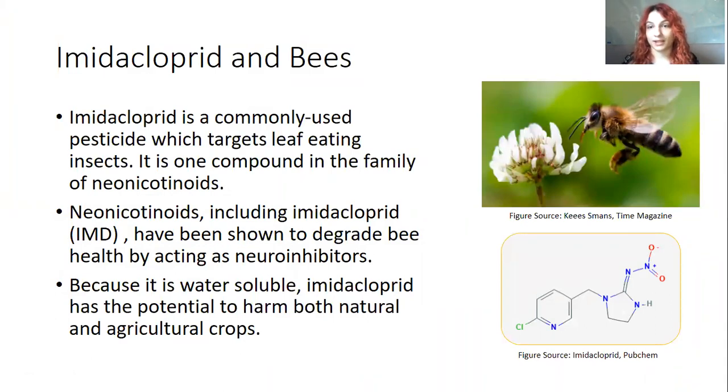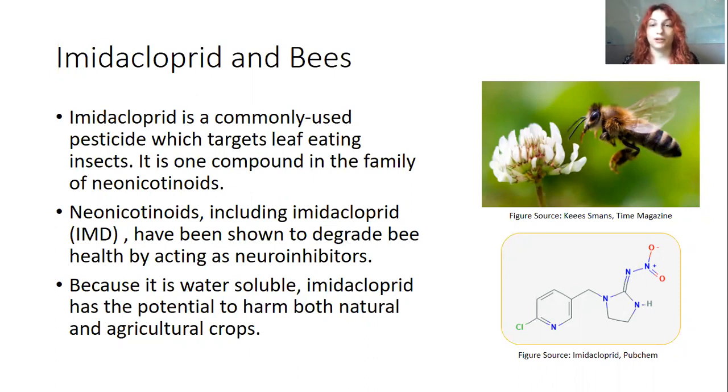It's a commonly used pesticide that targets leaf-eating insects, and it is a compound in the neonicotinoid family, which is a family of pesticides that is derived from nicotine. And neonicotinoids, including imidacloprid, have been shown to degrade bee health by acting as neuroinhibitors and inhibiting their ability to move as much and react to stimuli.